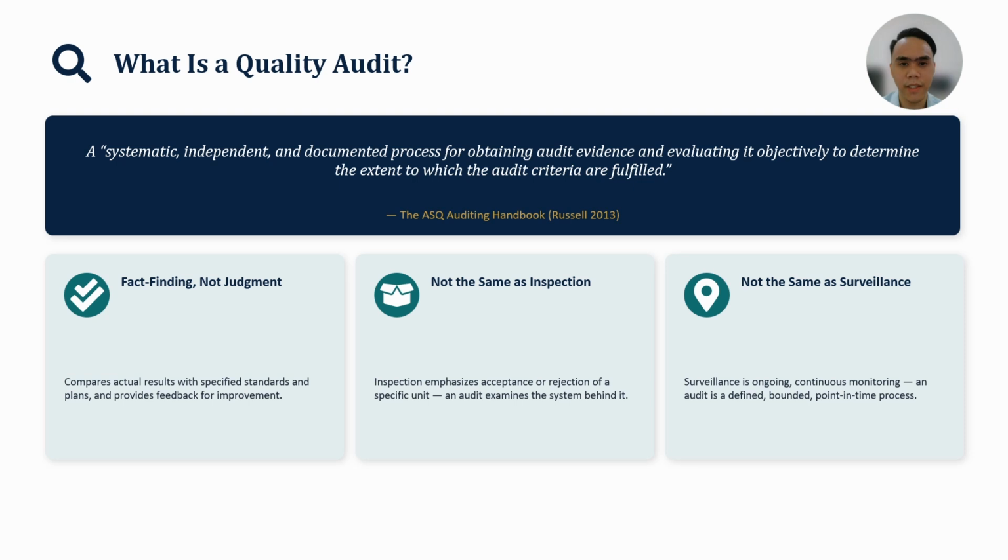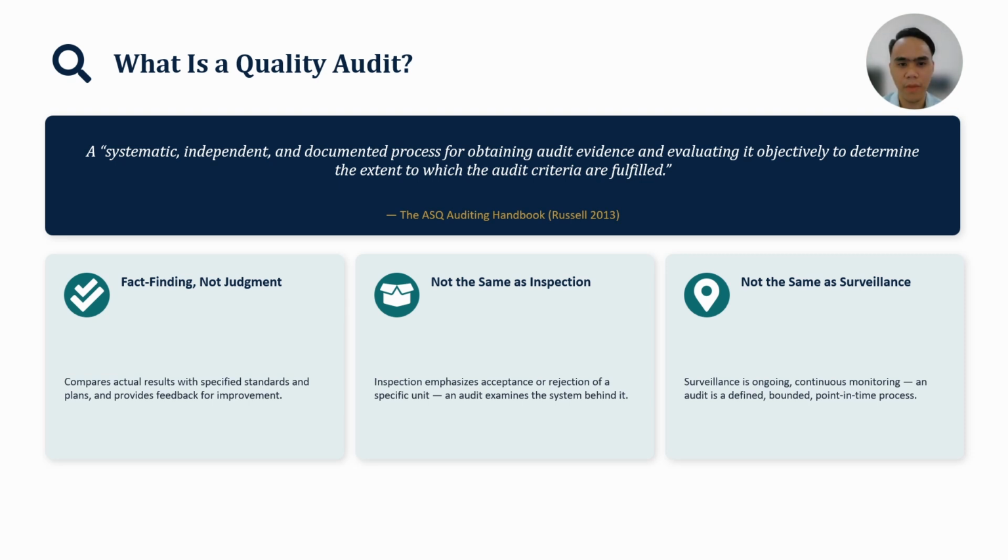Systematic means it follows a defined method, not ad hoc or a look-around. Independent means the person evaluating is not the person responsible for what's being evaluated. And documented means the whole process leaves a paper trail. In plain terms, it's a fact-finding process that compares actual results with specified standards and plans, and it provides feedback for improvement. The emphasis on fact-finding matters because an audit is not meant to be an accusatory process; it's meant to establish what's actually true.